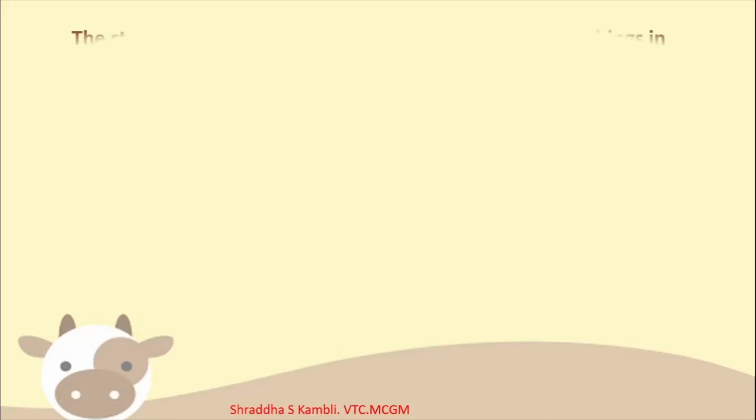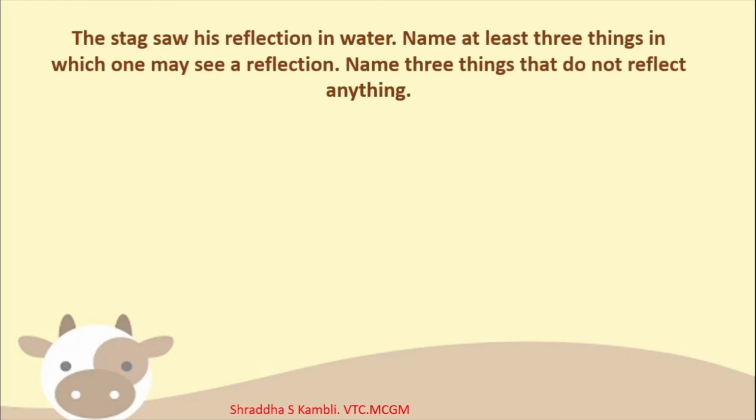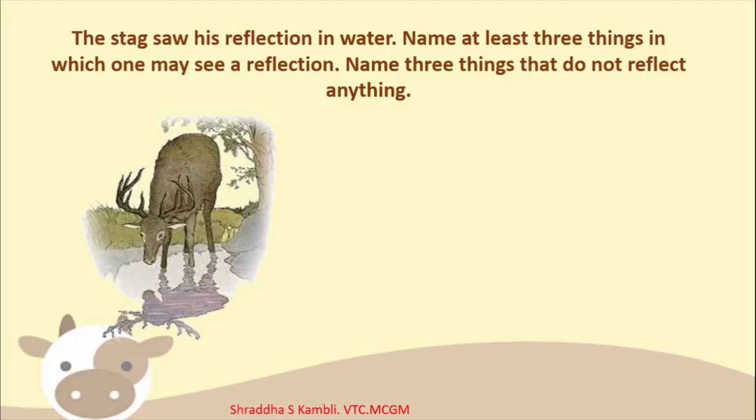So you have exercise number 5 in the textbook. The stag saw his reflection in the water. Name 3 things in which one may see a reflection. Name 3 things that do not reflect anything. So see, the stag, when he looked into the water, he could see himself in the water. So he could see his reflection in the water. So there are certain things, children, in which you can see your reflection. Water is one of them. And there are some other things also in which you can see your reflection. Okay, so think. I will give you one example each. You try to think about 2 more examples on your own. Whereas there are some things in which you cannot see your reflection.